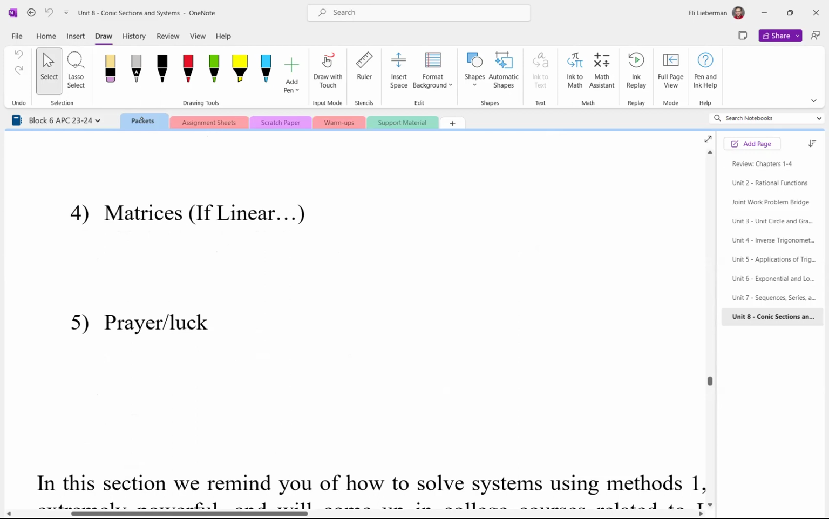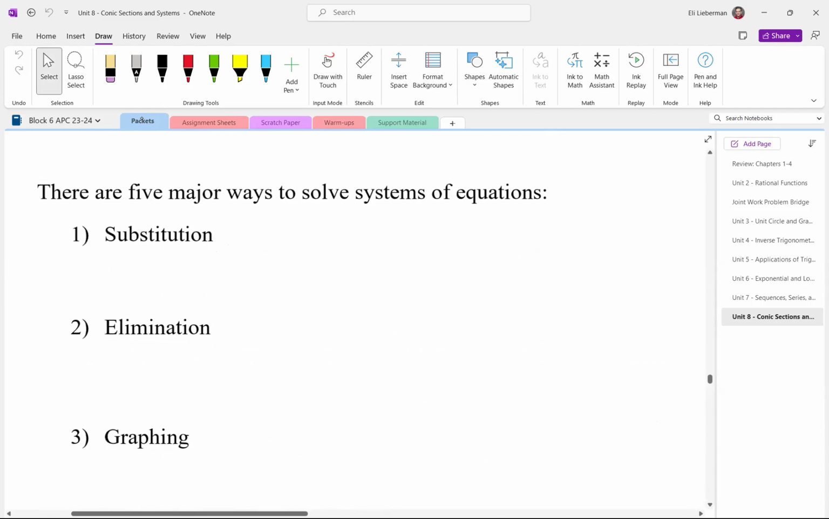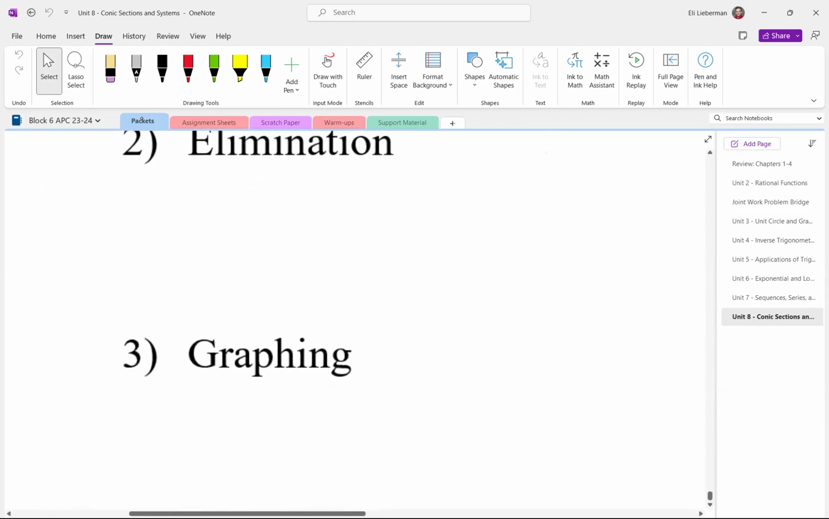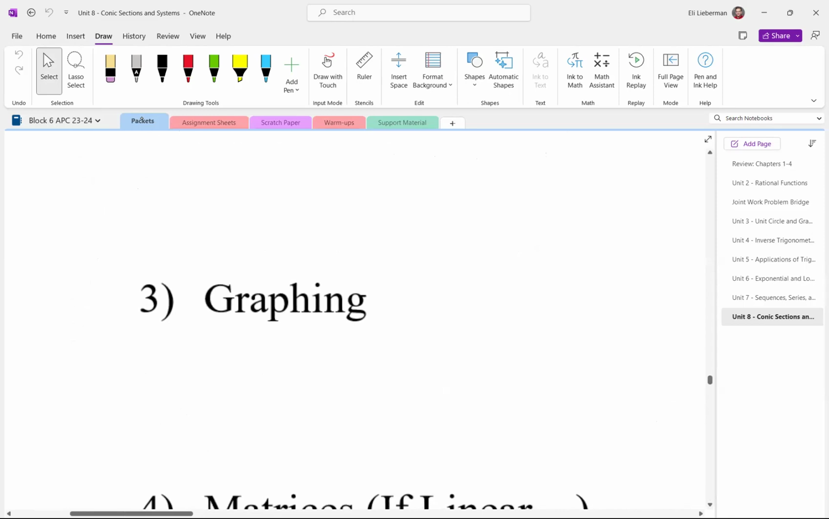Although we don't normally use graphing, I do want to remind you that it is a method to solve systems of equations. Why don't we usually use graphing? It takes a long time, and it's not super exact. If we're the ones graphing it, it's hard to make it perfect, but it's still an important way to solve systems of equations.